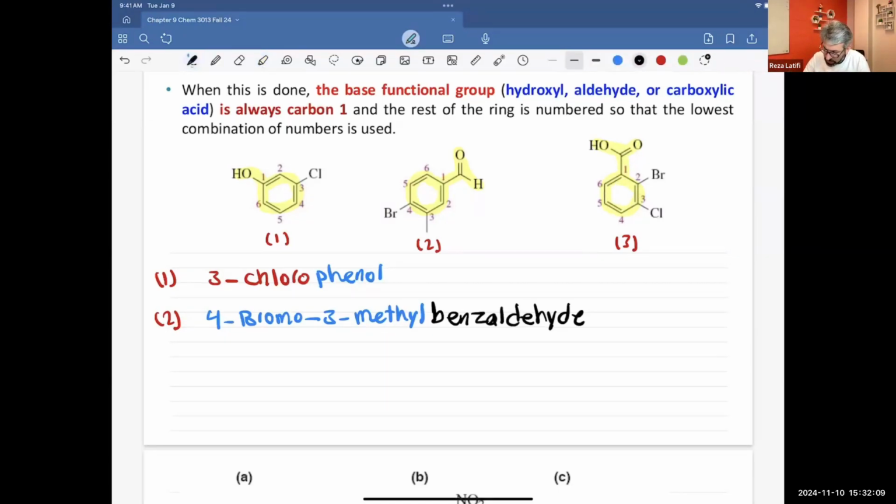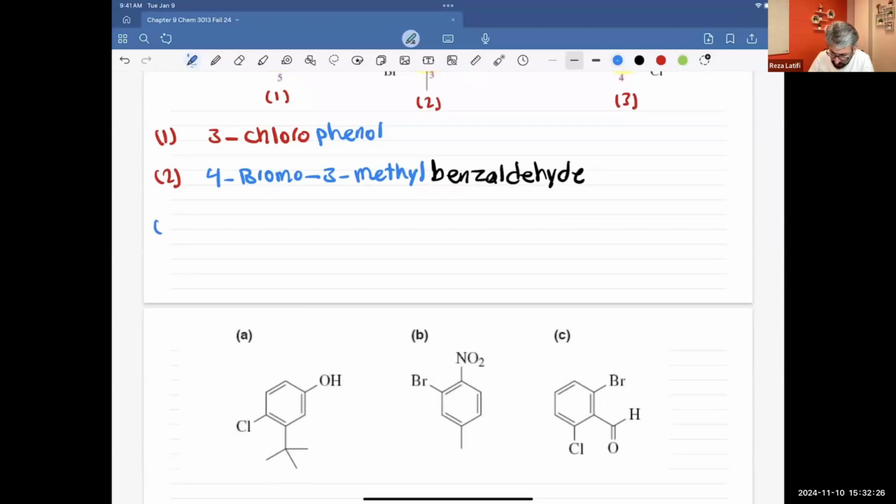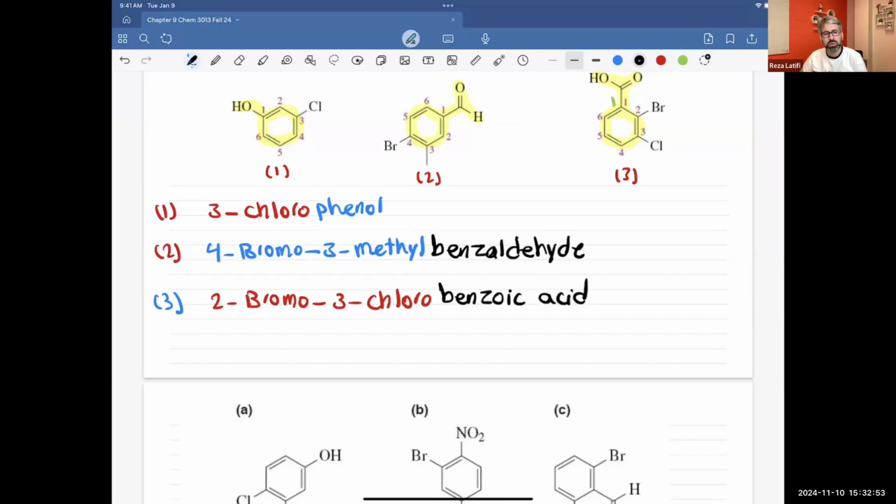And, okay, we said we give this one 1. Wherever the functional group is attached, you start from there. And you say 1, and then the bromine will be 2, and the chlorine will be the third one, because we get 2 and 3. So the second one will be 2 bromo. Again, the bromo will get a priority over chloro, and then 3 chloro. Okay. And our functional group is a carboxylic group attached to the ring, so it will be benzoic acid. Okay. So 2 bromo, 3 chloro, benzoic acid.